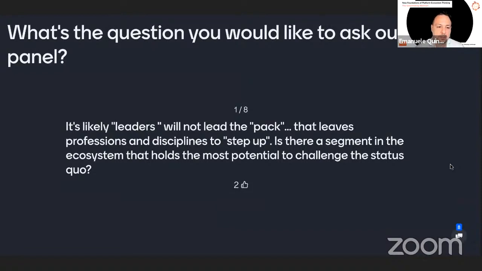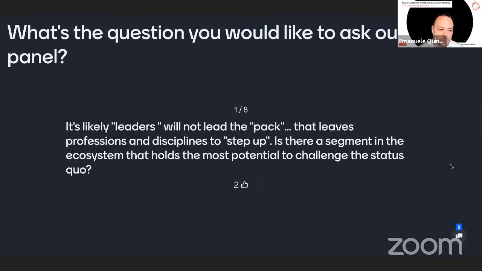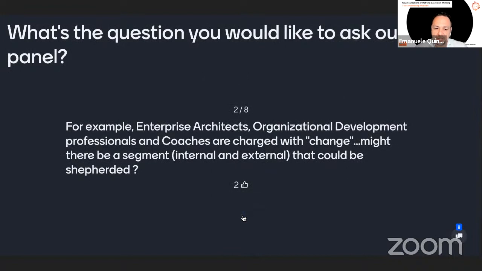So the first one we got is this one, and I will invite the person submitting it to clarify if he or she wants to do that. It's likely leaders will not lead the pack. That leaves professions and disciplines to step up. Is there a segment in the ecosystem that holds the most potential to challenge the status quo? And I guess the next one is also connected. For example, enterprise architects, organizational development professionals, and coaches are charged with change. Might there be a segment that could be shepherded? Who wants to take it?